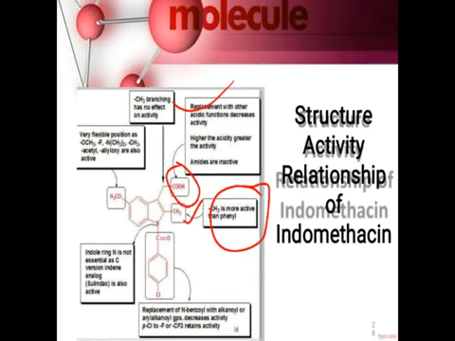But if its acidity is more, its activity also increases. So instead of COOH, if we attach an amide group, then the activity decreases, or the drug becomes inactive.